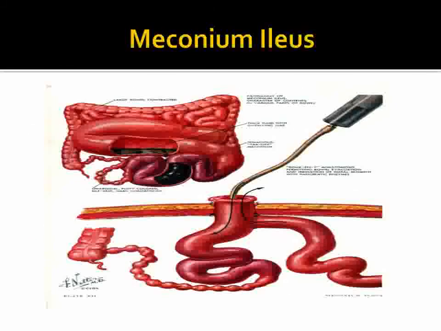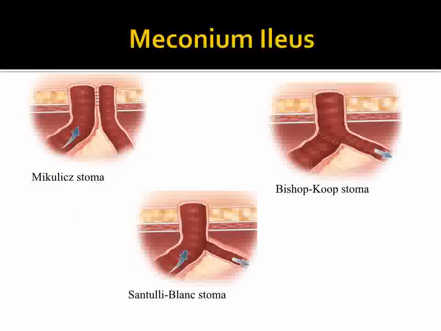Okay. In laparotomy, when we explore the abdomen, we will find that the distal ileum is collapsed and the proximal is dilated. We will do an enterotomy. We will make an opening in the intestine and then do washing to get this meconium out. And then after that, we can close the enterotomy and do a primary anastomosis, or sometimes we can do one of these stomas. Okay, stomas, either Henle-Mikulicz stoma, Bishop-Koop or Santulli stoma.